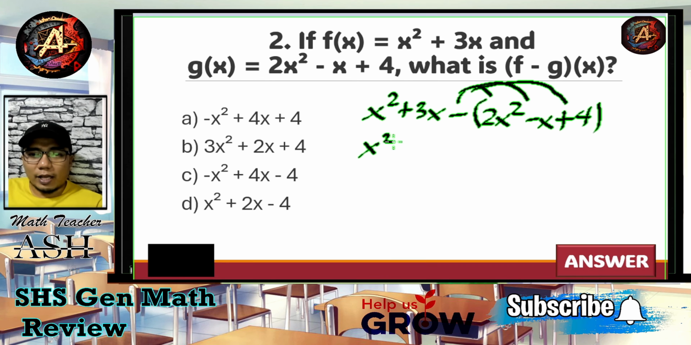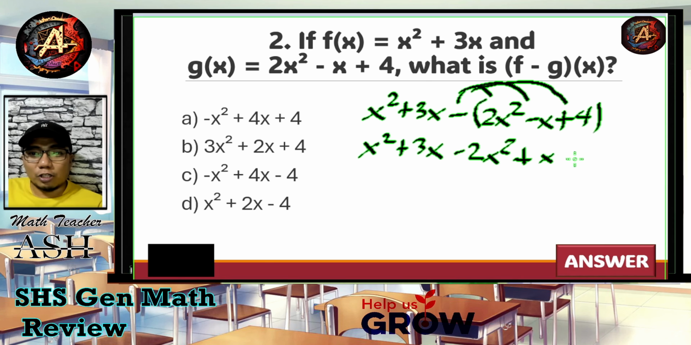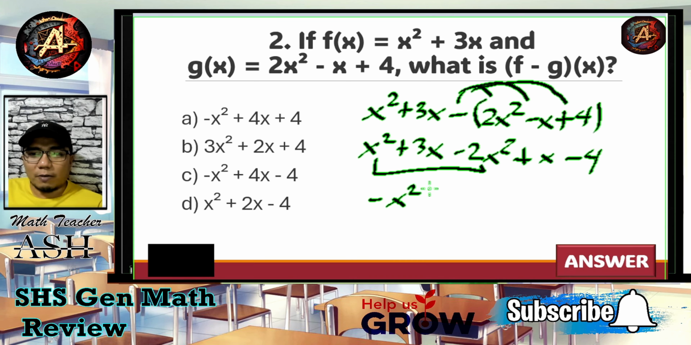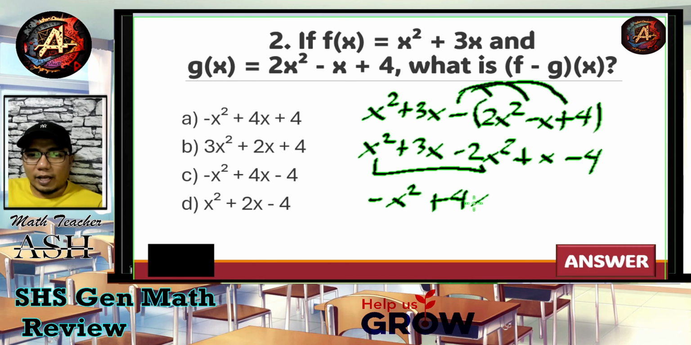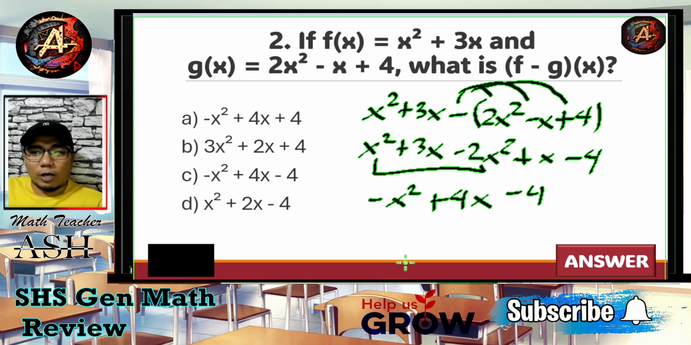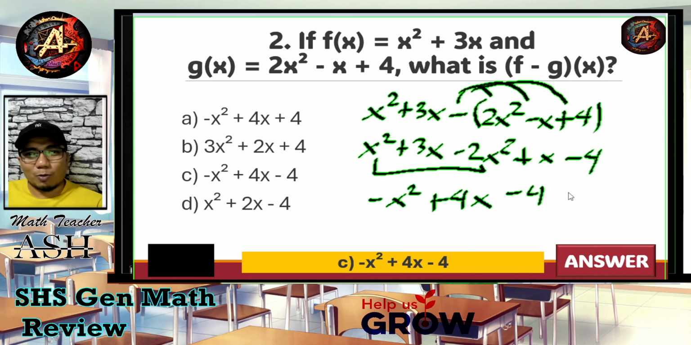So that would give you x squared plus 3x minus 2x squared. Negative times negative, that would be positive x, minus 4. Of course, we will be combining like terms. x squared minus 2x squared would be negative x squared. Positive 3x and positive x would be positive 4x. And since our constant term is only minus 4, we just copy that one. Therefore, the correct answer is negative x squared plus 4x minus 4, letter C. Let's check whether we are correct. Alright, I hope you got that one, my dear math learners.